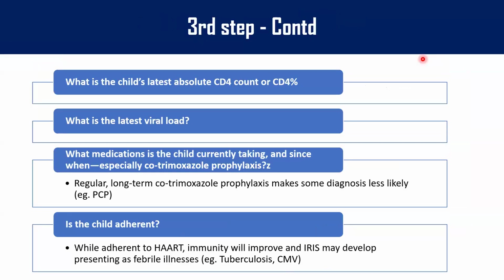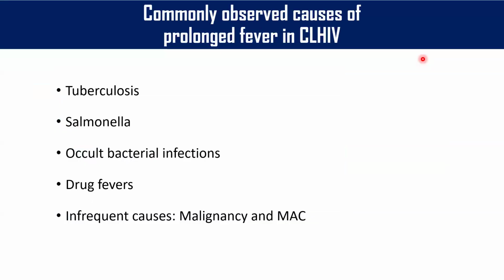So what is the child's latest absolute CD4 count and CD4 percentage? Both are important. And what is the latest viral load? What medication is the child currently taking, and since when, especially cotrimoxazole prophylaxis? Regular long-term cotrimoxazole prophylaxis makes some diagnoses less likely, like PCP pneumonia. And what is the adherence? When adherent to ART, immunity will improve, IRIS may develop, which may present as a febrile illness. So adherence is very important to arrive at a diagnosis.